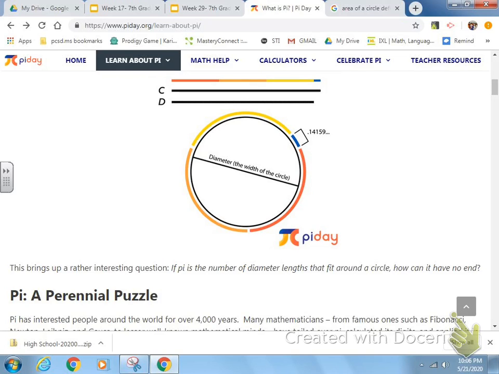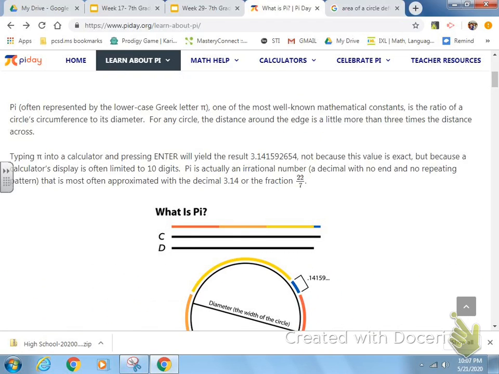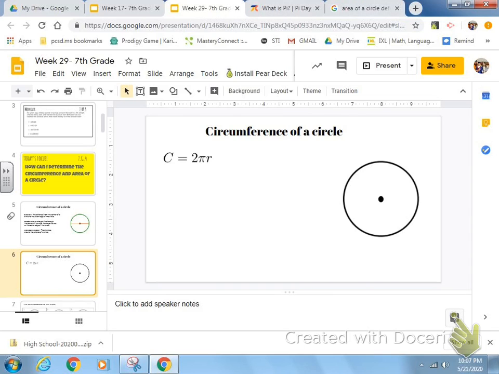So now let's hop skip. Now that we know a little bit more about pi, we can actually start to use pi with our new little formula to find circumference.